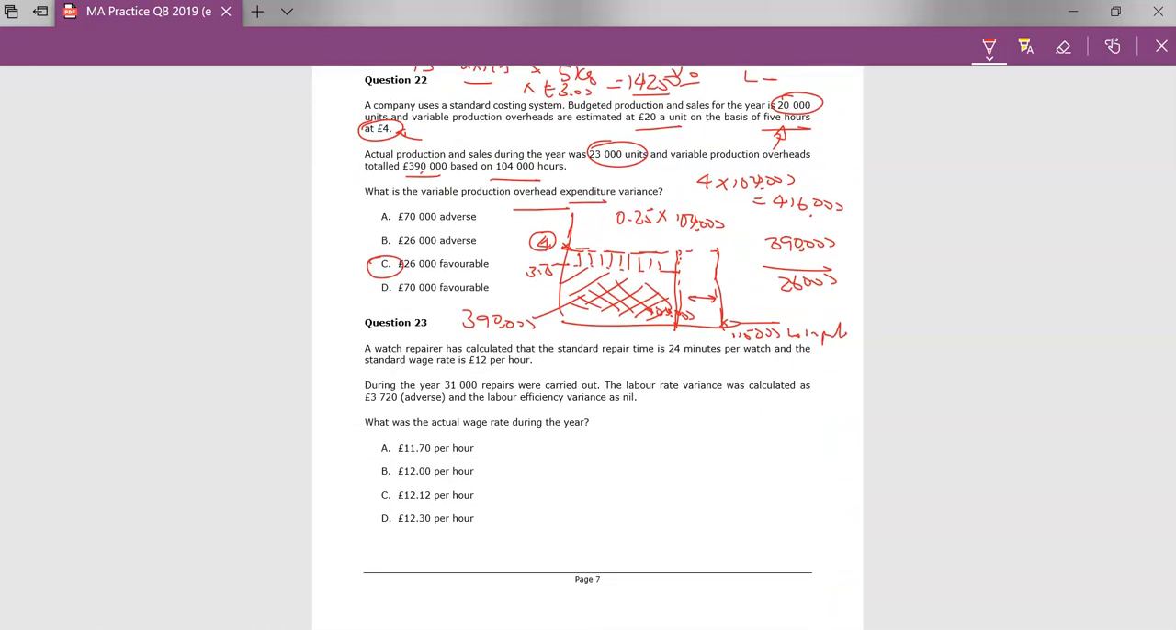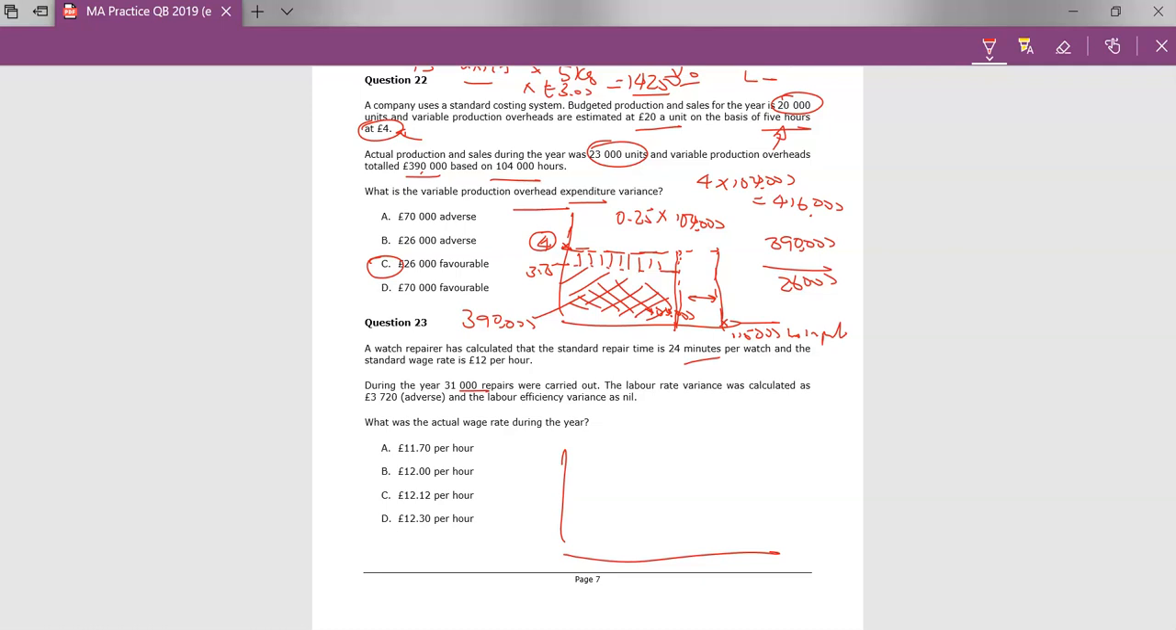Here, this is interesting. Of course what you should do, and I'm sure you're doing that, is read the question, test it. You've done all this. You're just coming back to revise and see where you went wrong. A watch repairer has calculated the standard repair time is 24 minutes per watch. So we know what the standard time it should take to repair a watch. You've made 31,000 repairs. So I know that you should be spending 24 minutes times 31,000.